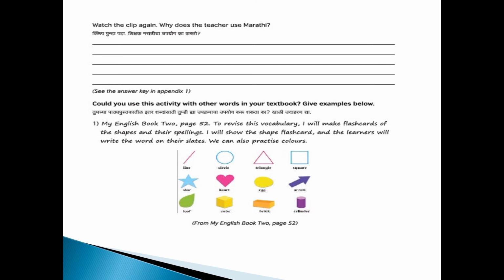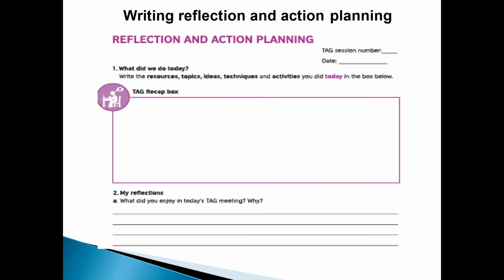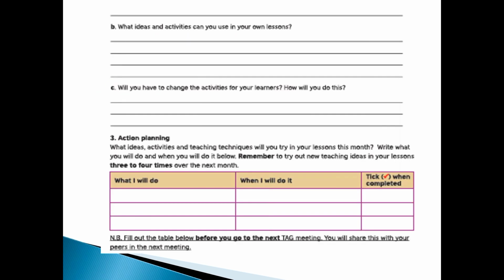After that, there is one session that is reflection and action planning. Here, after finishing your tag meeting, they have to write their reflection. What did we do today? Whatever they learned in the tag meeting, they have to mention in bullet points in this session. And my reflection: what did you enjoy in today's tag meeting? Why? They have to write down here.